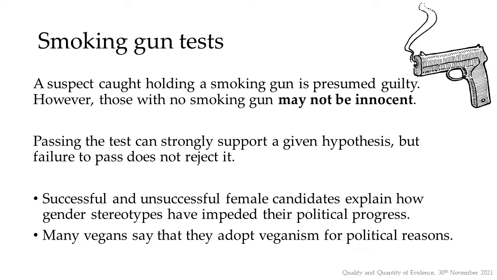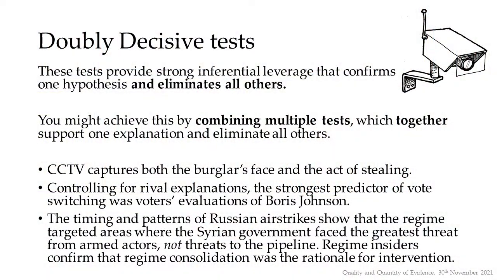In the context of our research questions, smoking gun tests might involve successful and unsuccessful female candidates explaining how gender stereotypes have impeded their political progress. That would be sufficient to affirm the idea that gender stereotypes impede women's political progress. But just because interviewees don't mention gender stereotypes doesn't mean that those stereotypes aren't working in subtler ways. Or regarding our veganism research question, if many vegans say that they adopt veganism for political reasons, then we have a smoking gun that affirms the hypothesis that veganism is indeed a form of political participation. Again, if vegans don't say they're adopting the lifestyle for political reasons, that doesn't mean that it isn't political in some subtler way. Passing a smoking gun test is sufficient to affirm a hypothesis, but failing it doesn't make much difference either way.